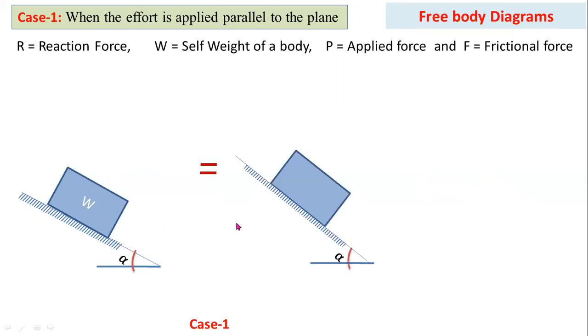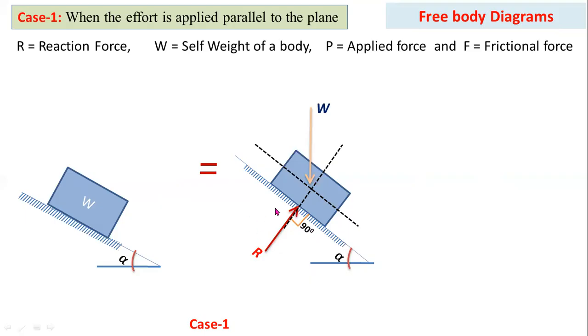Already we know that the self weight of a body acts vertically downwards. These two are the reference lines: this line parallel to the inclined plane, this line normal to the inclined plane. Now you have to consider self weight W. So this is the direction of the self weight W. Now this is the normal reaction. This normal reaction makes an angle of 90 degrees with respect to the inclined plane.